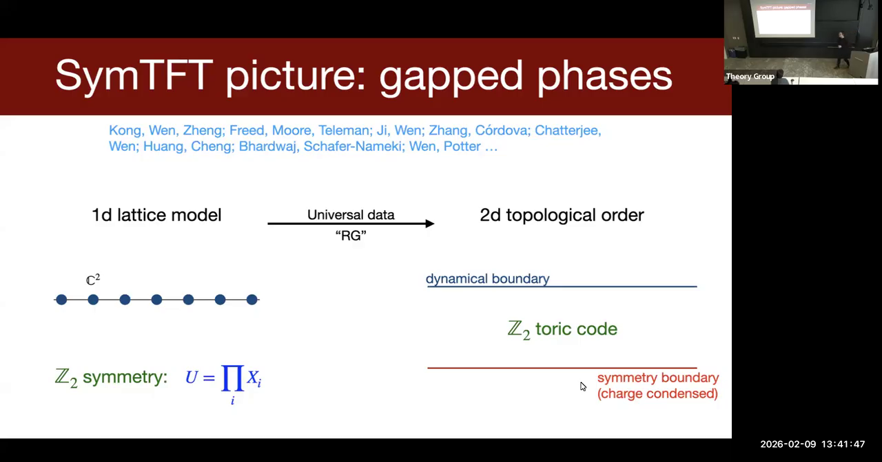Wait, 1D lattice model, do you mean Ising model or Heisenberg model, quantum or classical? Quantum. Z2 is the same for both. Sorry, I mean quantum, but I only want the Ising model. Yeah, I just want Ising symmetry.